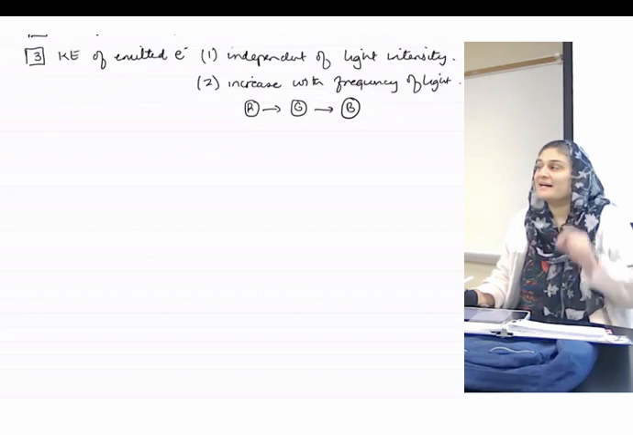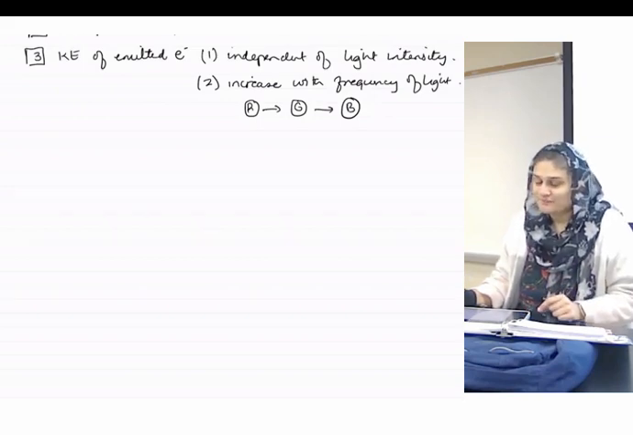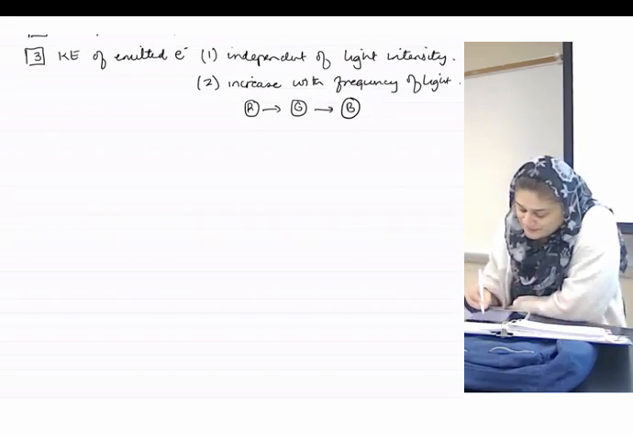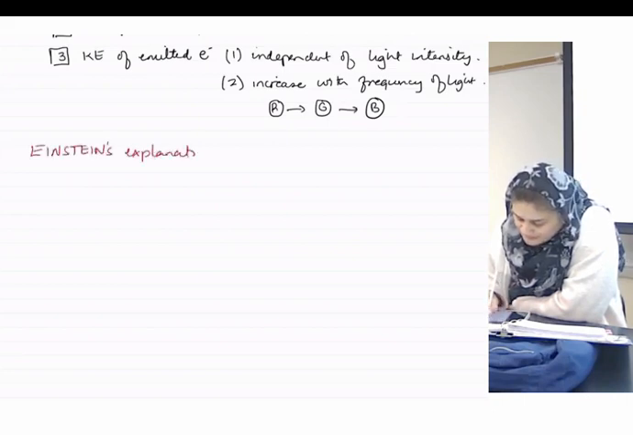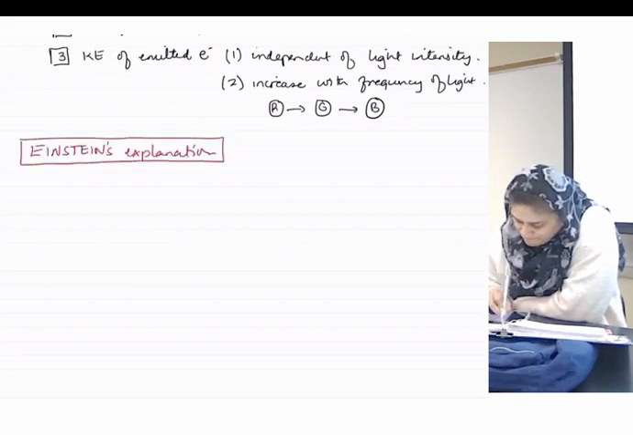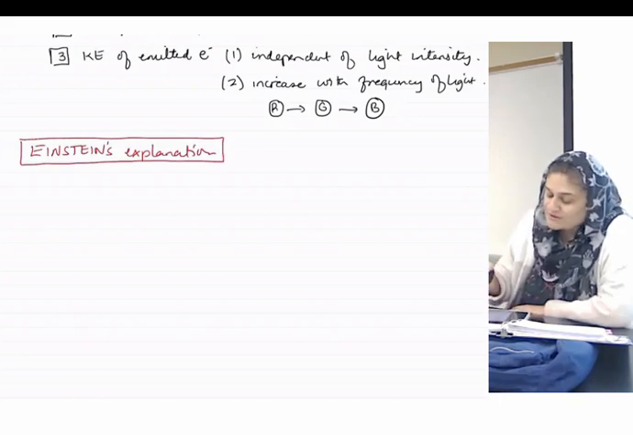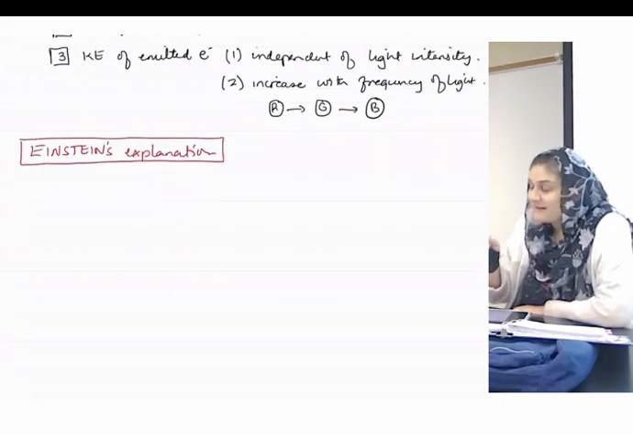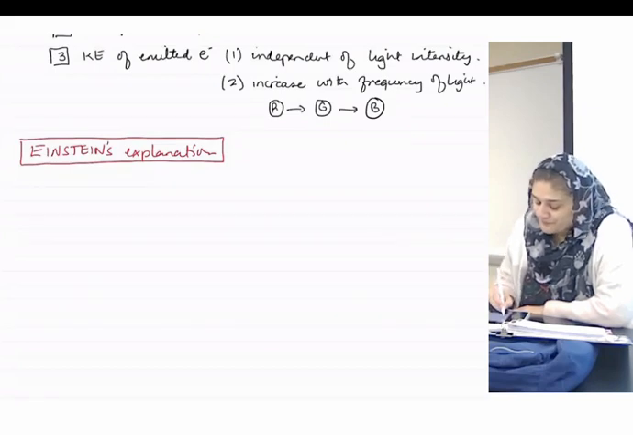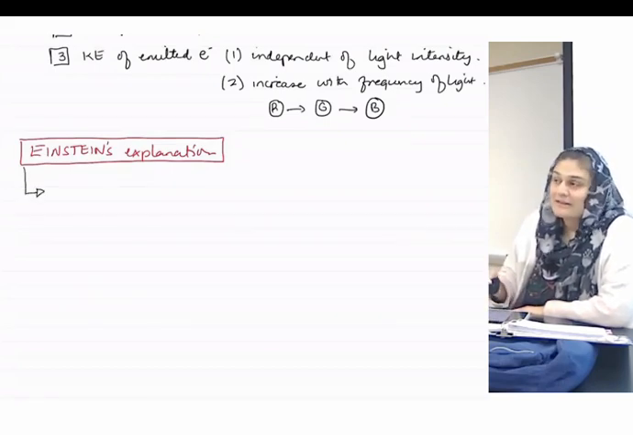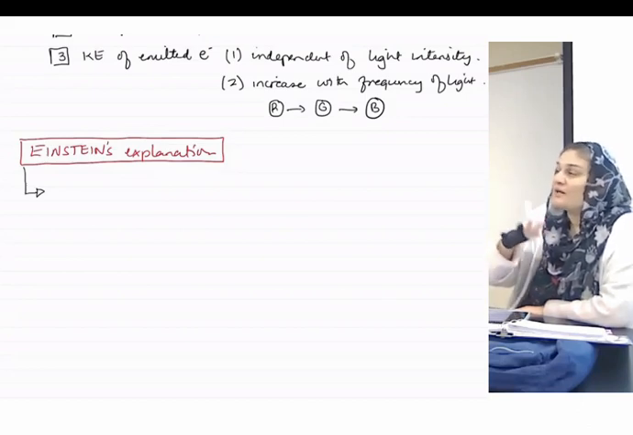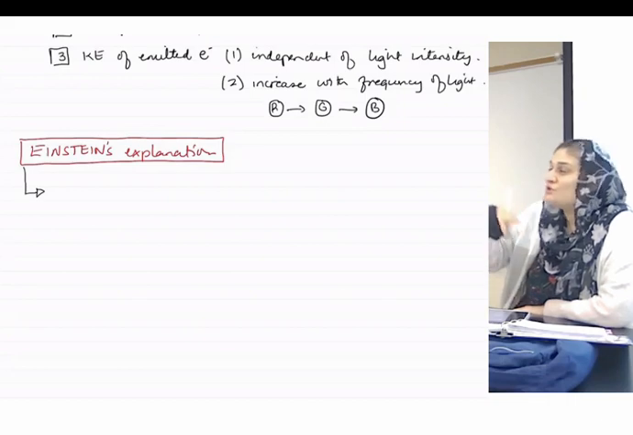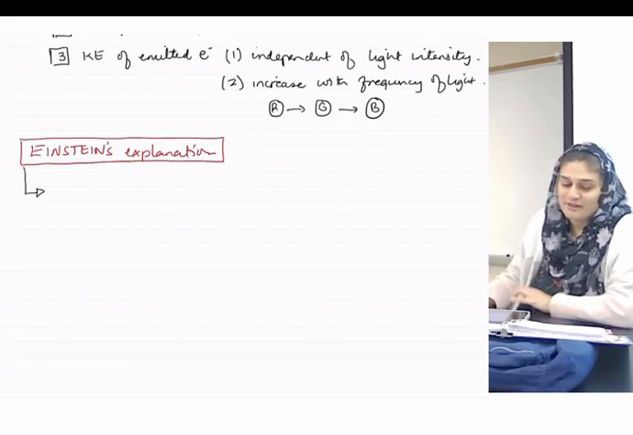So what was Einstein's explanation for this that classical physics could not explain? The genius of Einstein was that he saw the explanation by combining Planck's idea of quantization of light to these photoelectrons that are emitted.